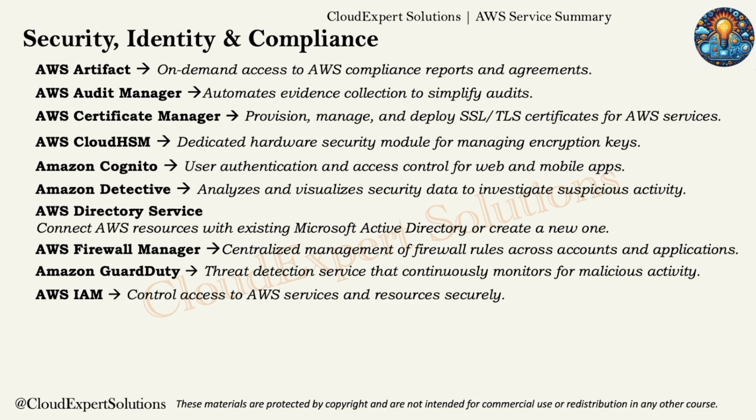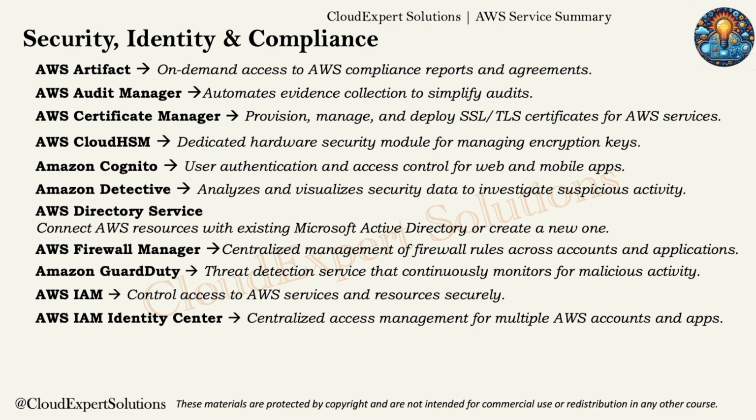Then we have AWS IAM or Identity and Access Management. AWS IAM controls access to AWS services and resources securely. AWS IAM can be used to define users, roles, and permissions. Then we have AWS IAM Identity Center, which was previously AWS SSO. AWS IAM Identity Center provides centralized access management for multiple AWS accounts and applications. You can use AWS IAM Identity Center for single sign-on and user provisioning.